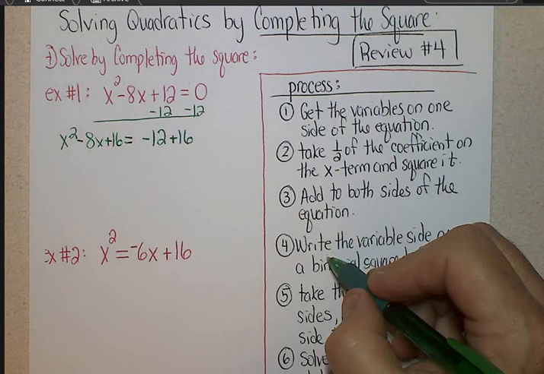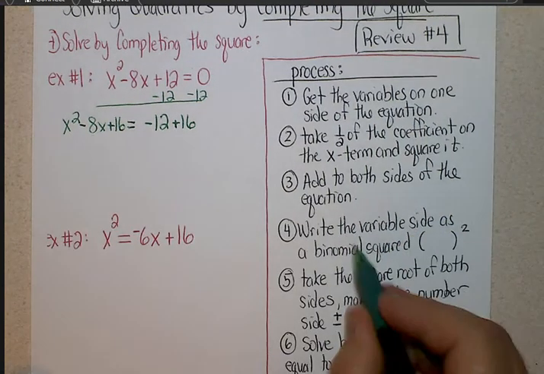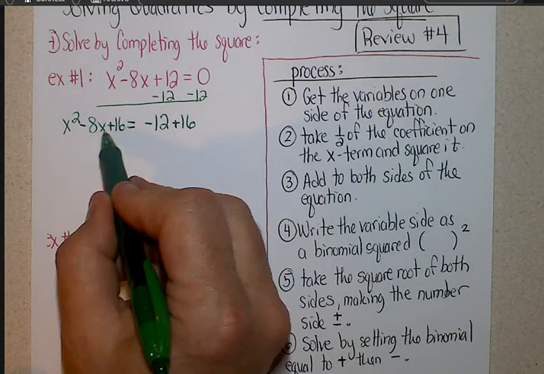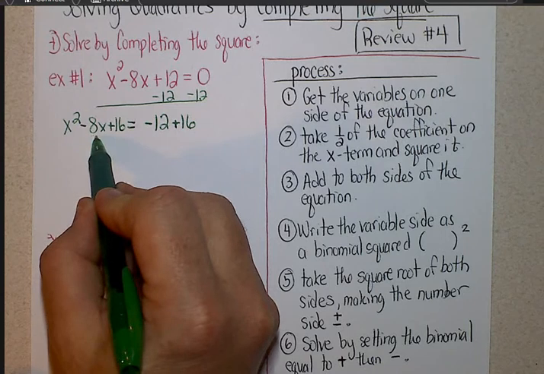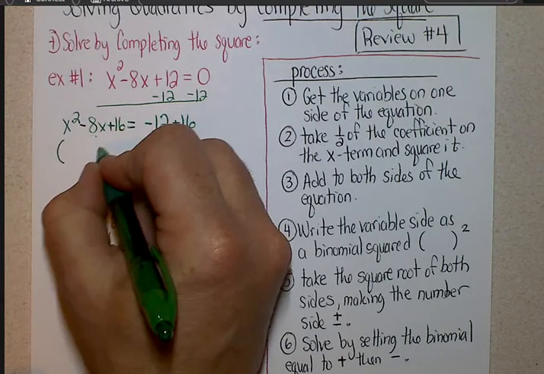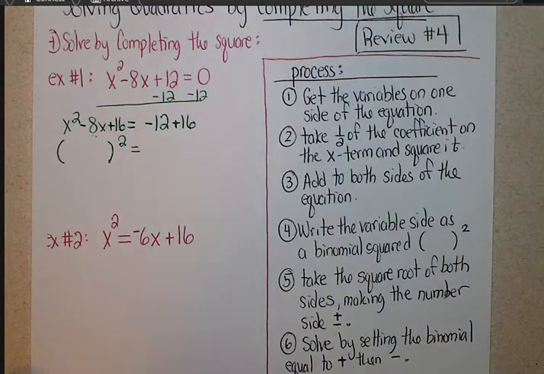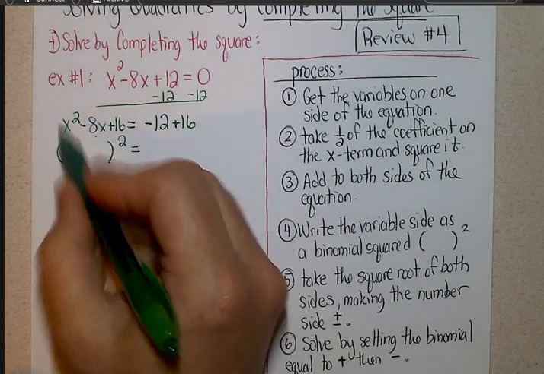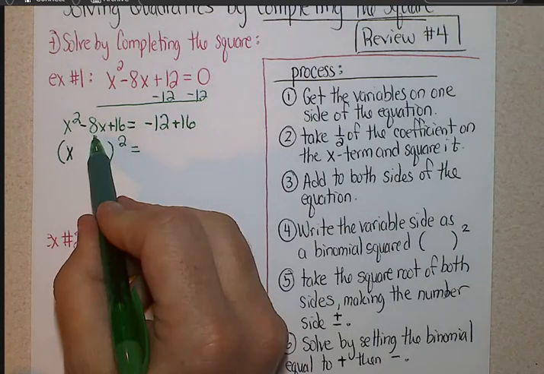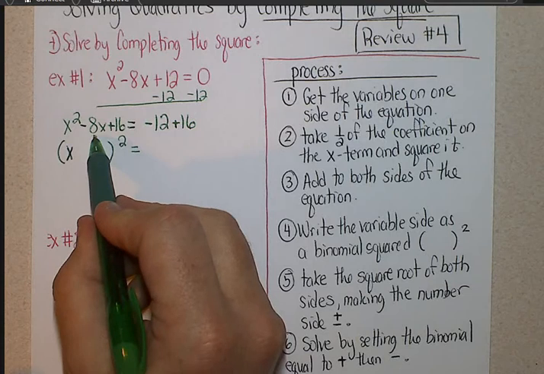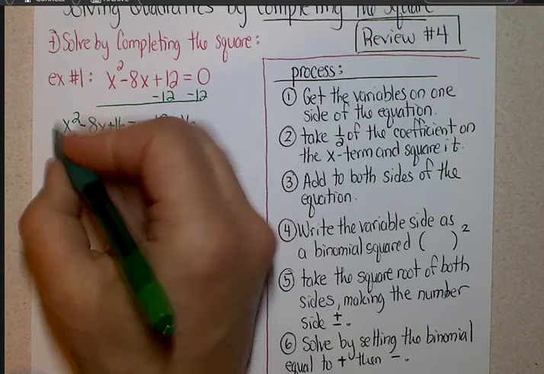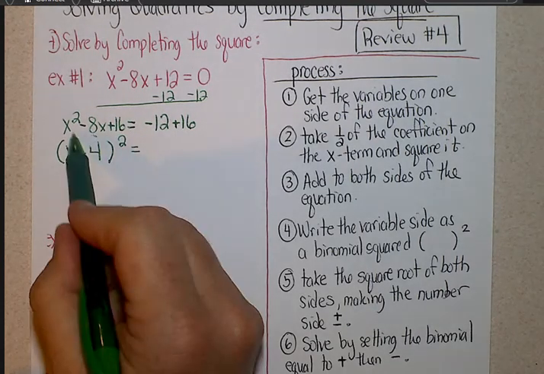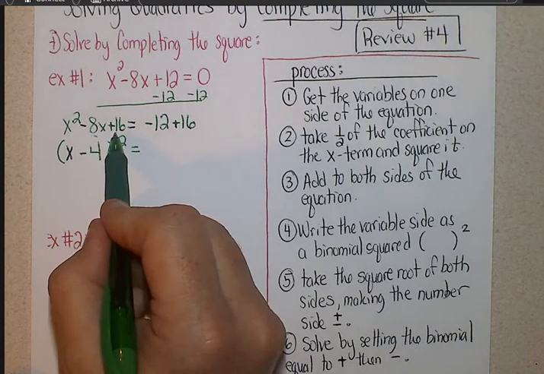Step 4, we're going to write the variable side as a binomial squared. So here's the variable side. This is called a perfect squared trinomial. And a perfect squared trinomial can be factored into a binomial squared. The binomial that it's going to factor into is going to be x. So x squared becomes x. And then whatever half of that middle number was, with the sign. So half of a negative 8x, or half of a negative 8, is a negative 4. So if I take x minus 4 and multiply it by itself, x minus 4, I'm going to get x squared minus 8x plus 16. All right, so this factors into this.